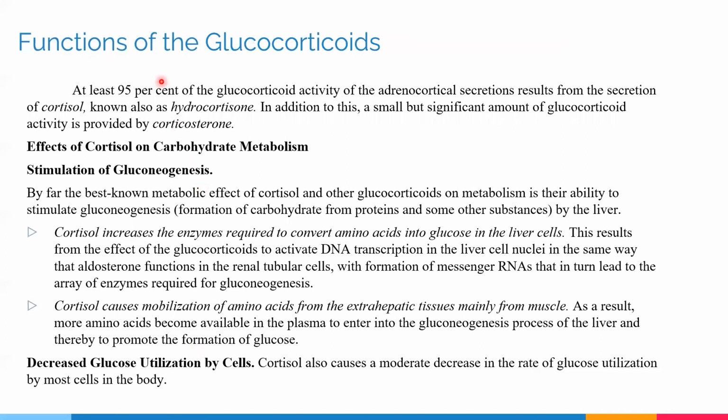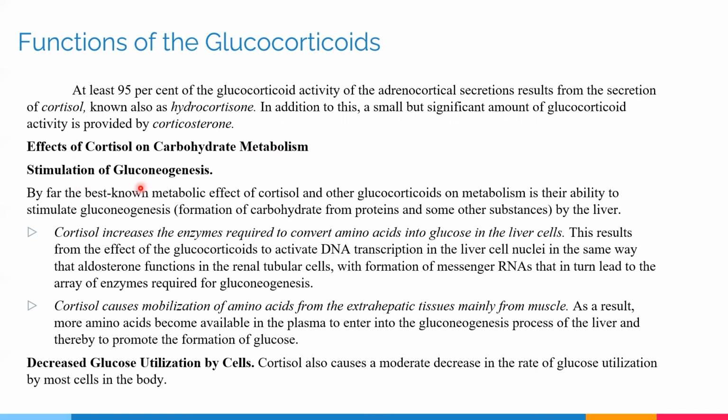Next, we look into the function of glucocorticoids. At least 95% of glucocorticoid activity of the adrenocortical secretions results from the secretion of cortisol, also known as hydrocortisone. In addition to this, a small but significant amount of glucocorticoid activity is provided by corticosterol. First, we look into the effects of cortisol on carbohydrate metabolism.